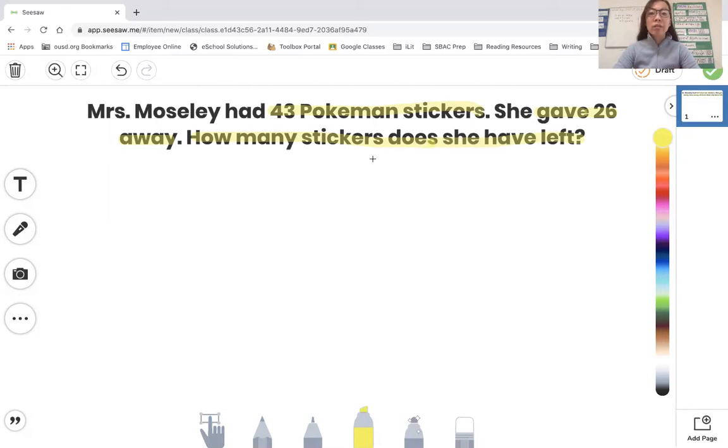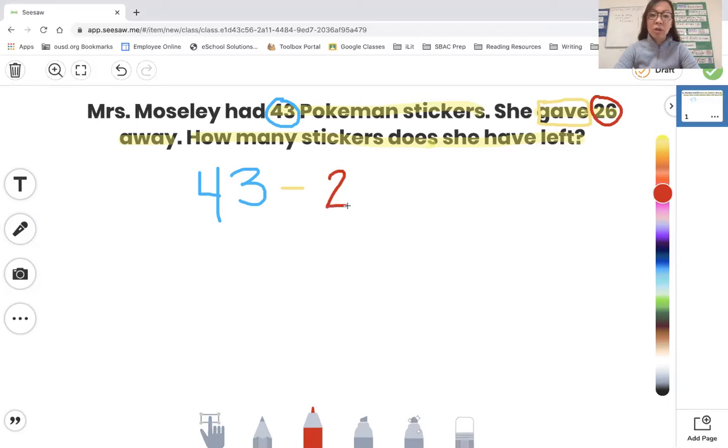Okay, so we already highlighted them. Now we have to make our equation. So we have our 43 stickers. Let's use that. We can see that our keyword that we found here is gave, because that means I don't have those anymore. If I give them away, they're gone. So I'm subtracting. Now our job is, I gave away 26. So I had 43. I'm taking away or giving away 26. And now I need to figure out how many do I have left? Keyword, how many are left? When we have something that's left over, we know that that's a difference.